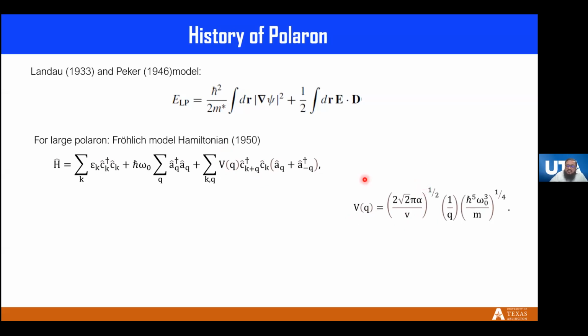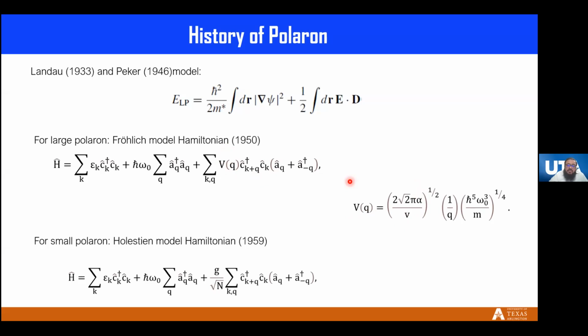Here, alpha is the electron-phonon coupling constant that is used. It's a dimensionless quantity. The small polaron model was proposed by Holstein. It's a similar Hamiltonian. The only difference is that instead of this V_q, it has g and N. g here is a short-range electron-phonon coupling, and N is the number of unit cells used in the calculation.